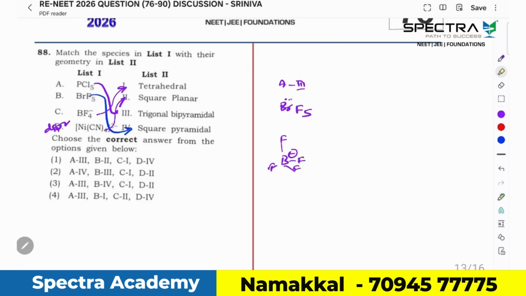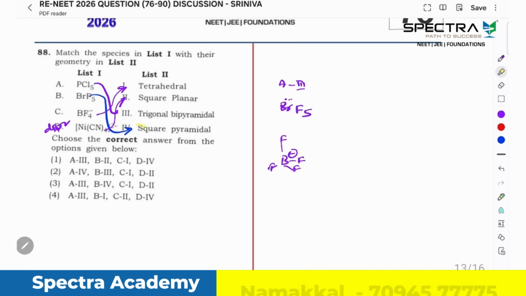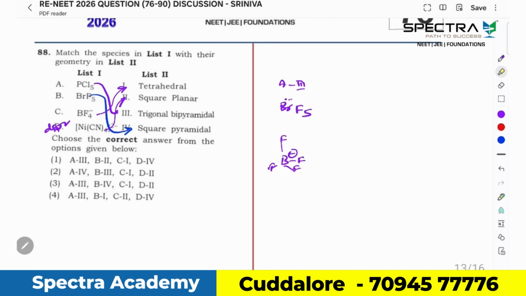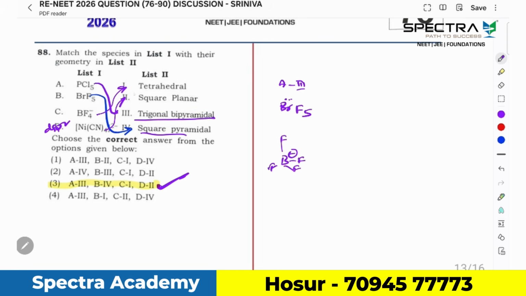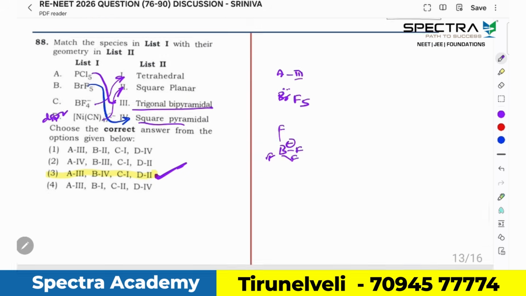So your answer is option 3: PCl5 trigonal bipyramidal, BrF5 square pyramidal, BF4 minus tetrahedral, Ni tetracyanide square planar. Okay, option 3 is correct.